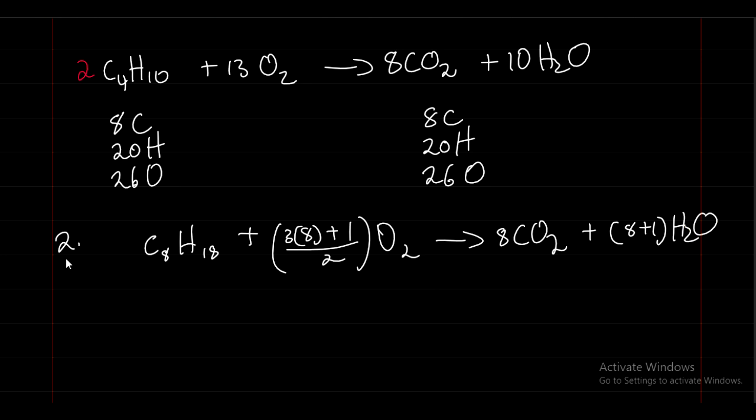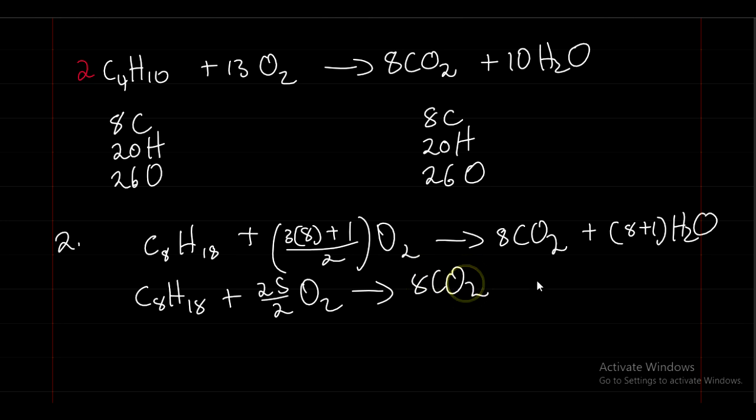Okay? So now, what do we have here? We have C8H18 plus 3 times 8. How much is 3 times 8? 24. Okay, we have 24 plus 1, 25. 25 divided by 2 oxygens, giving us 8 carbon dioxides plus 9 water molecules. Okay, plus our heat there.